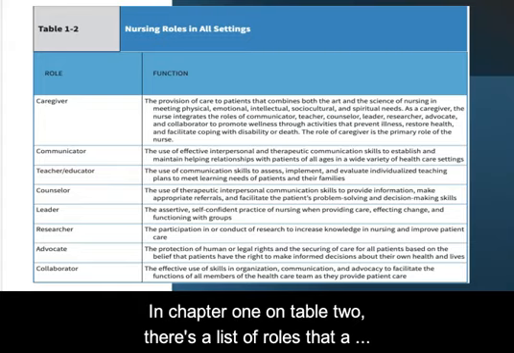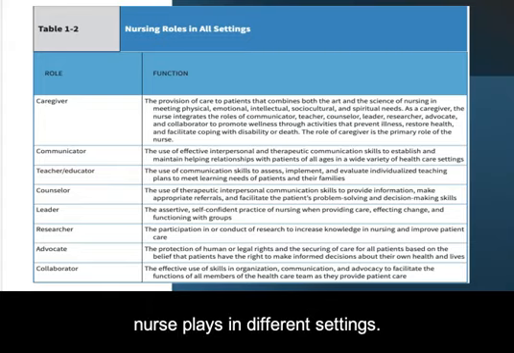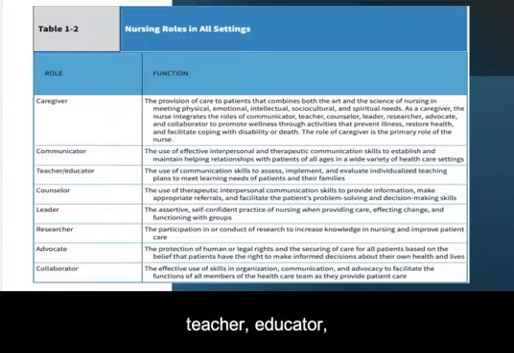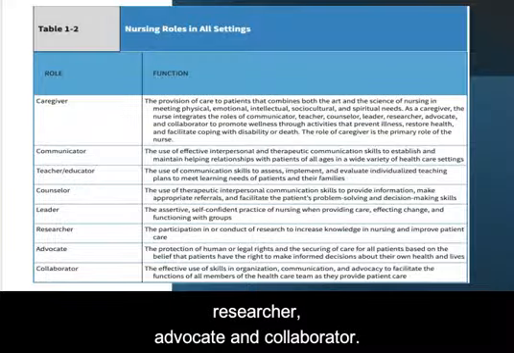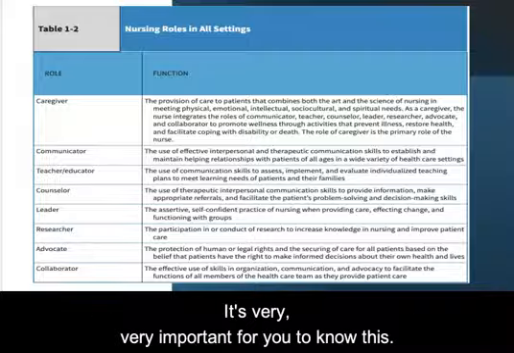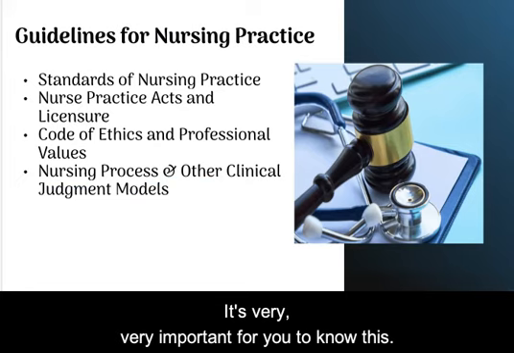In chapter 1, table 2, there's a list of roles that a nurse plays in different settings: the caregiver, communicator, teacher, educator, counselor, leader, researcher, advocate, and collaborator. Please go over this table in your textbook. It's very, very important for you to know this.